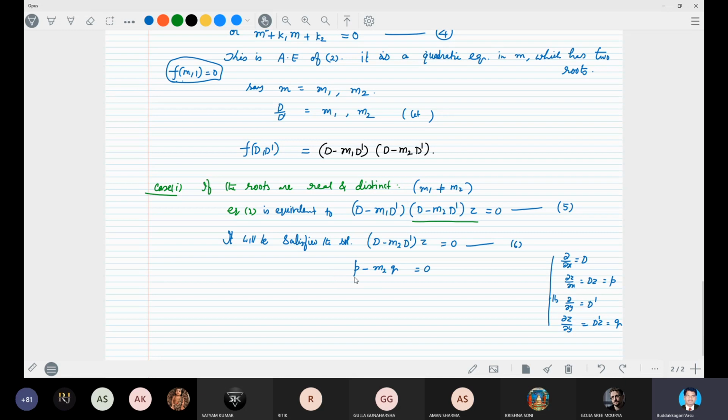What is this equation? Anybody say? This is a Lagrange's linear PDE of first order. So it is a Lagrange's linear PDE. Okay. So how can we solve this equation? This can be solved using its subsidiary equations, right?